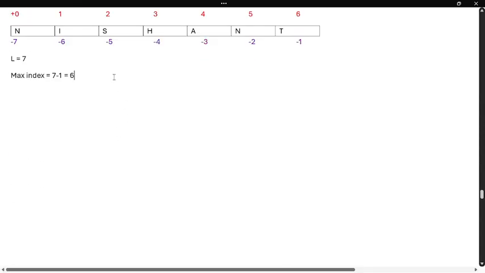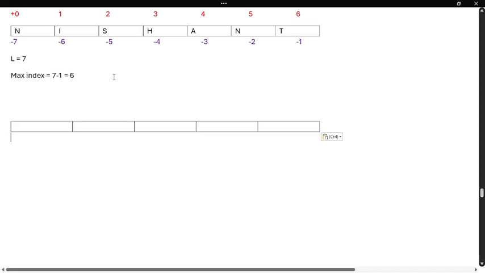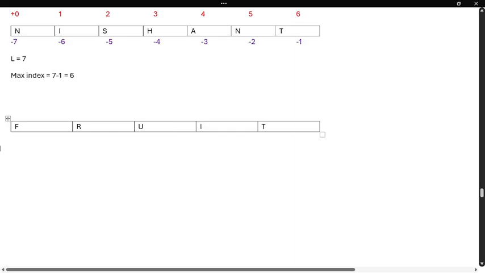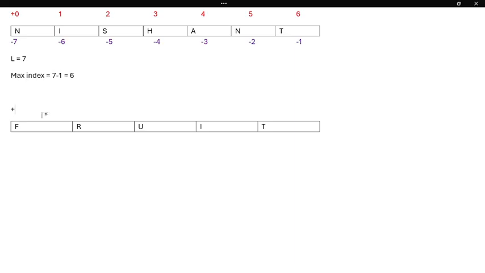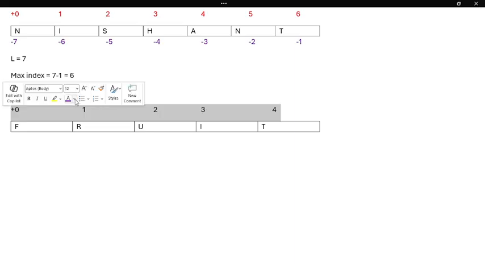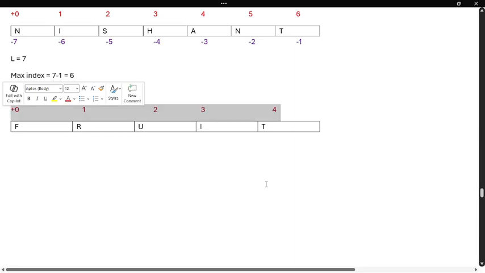Sir, I am taking one more example. Very good, sir. F R U I T, fruit. Let's talk about the plus option. It will be 0, 1, 2, 3, and then 4. Everyone is happy with this, right?